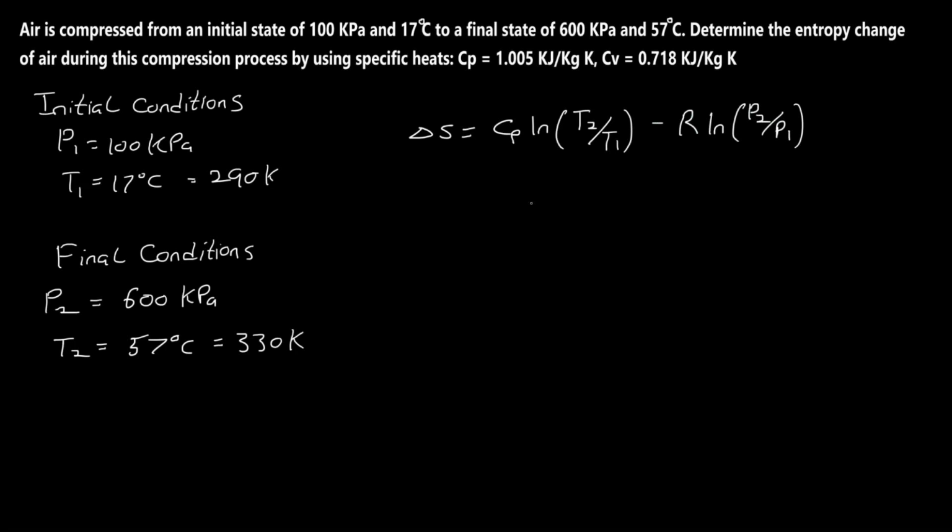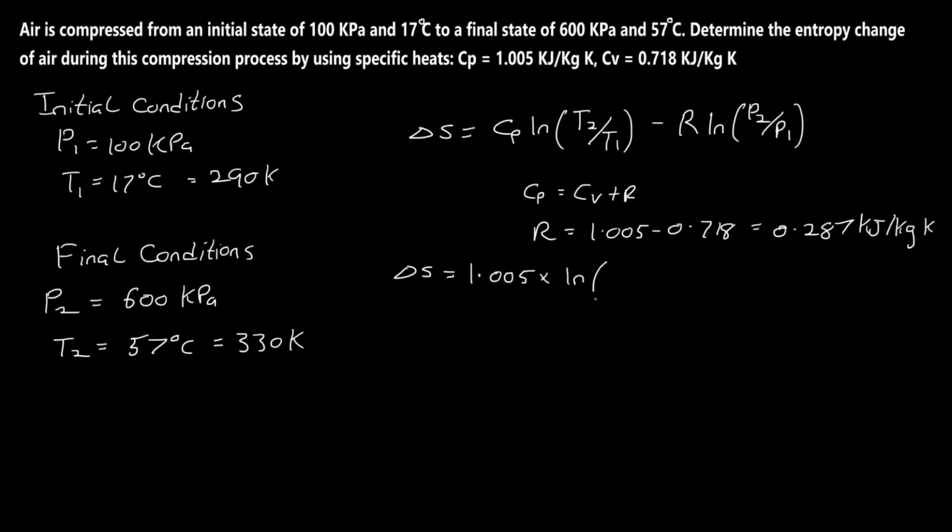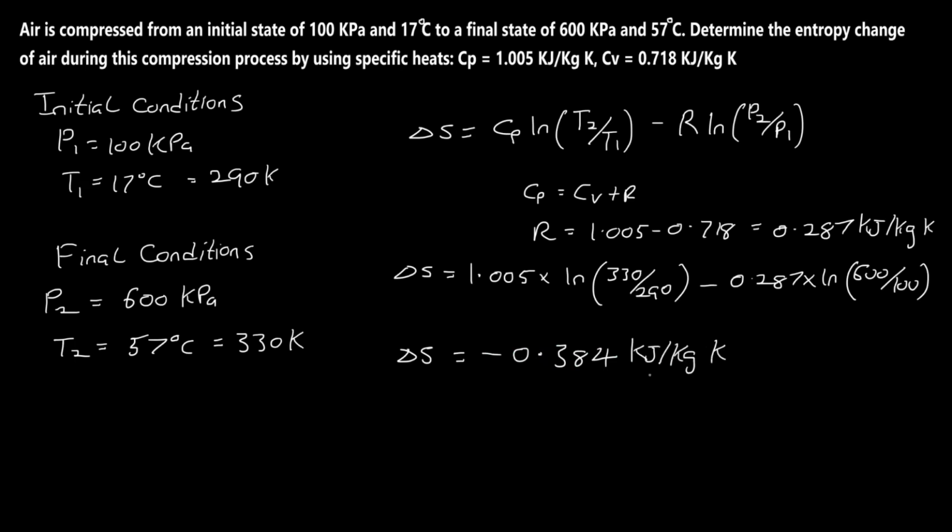We can get R from Cp equals Cv plus R. So R equals 1.005 minus 0.718, which gives us 0.287 kilojoules per kg Kelvin. So substituting all our values to find ds, we obtain the change in entropy as minus 0.3844 kilojoules per kg Kelvin.